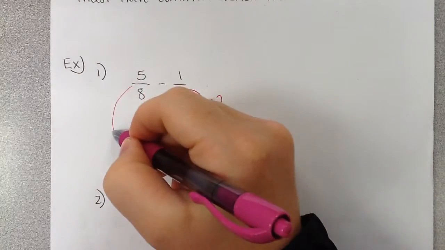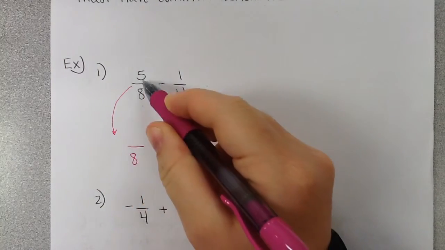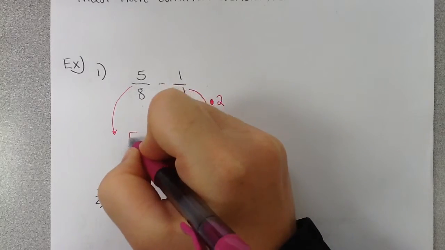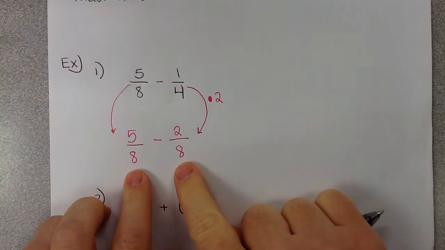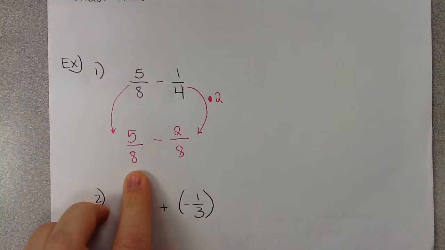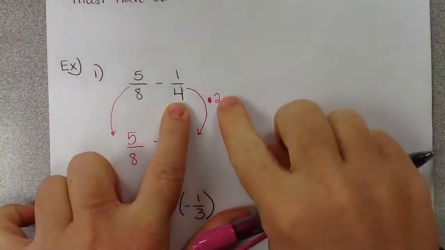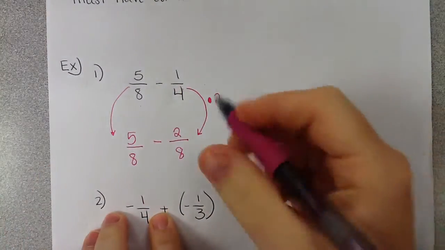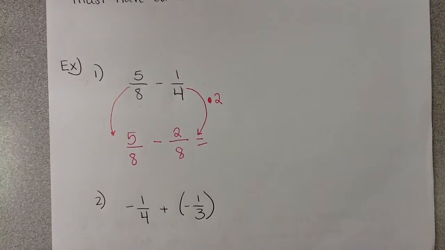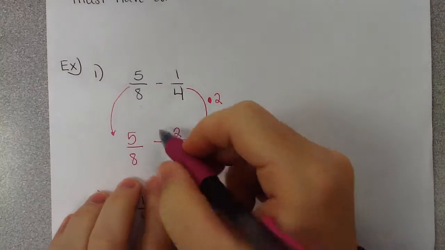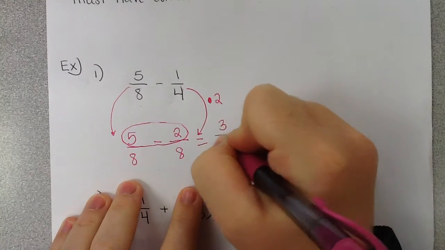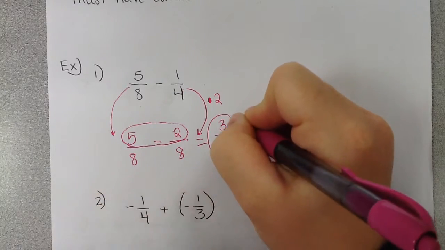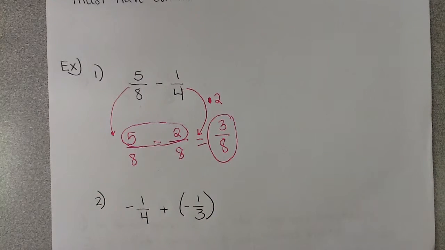Over here, did this 8 change at all? No. So will 5 change at all? No. Bring down my minus sign. Make your shoes match. Get common denominators. Multiply 4 by 2, so multiply 1 by 2. Now this is a problem like yesterday, and you can solve. The bottoms match, so I'm going to subtract the top pieces. 5 minus 2 is 3 over 8. Add or subtract, make your shoes match, and then you can solve.